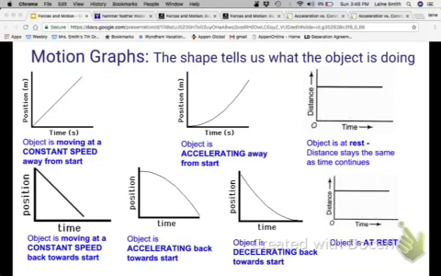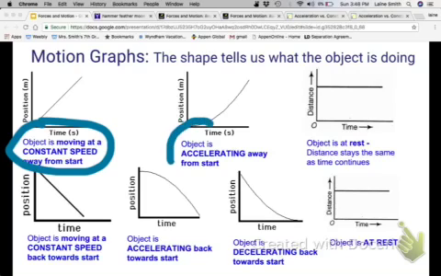The last thing that we have to talk about are motion graphs, and we have been working with these all year long, so you should already be familiar. These are distance time graphs, or position time graphs, which are the same exact thing as a distance time graph. If we look at our examples, you need to know what is happening in a graph by its shape. This first one, the object is moving at a constant speed away from start, and you're going to fill these in on your notes.